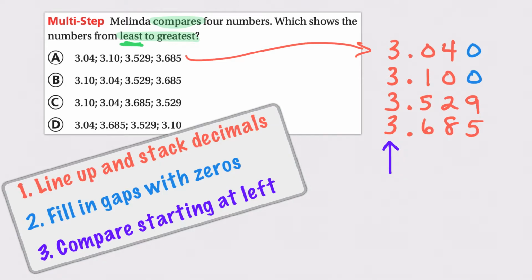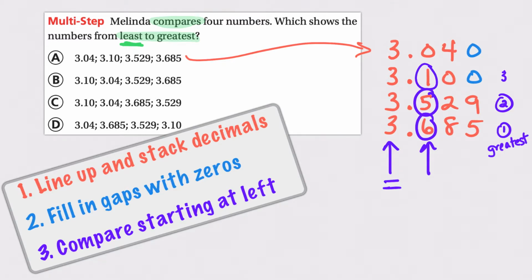So for step 3, we started comparing at the left. The ones place was equal. Then in the tenths place, I noticed the 6 was the greatest. So I wrote number 1 greatest next to that one. Still looking at the tenths place, the 5 is the next greatest. So that'll be my number 2 greatest. Then still looking at the tenths place, the 1 is next. That'll be our number 4 greatest. And the 0 is the smallest. So that's actually our number 4 greatest, which actually makes it our least.